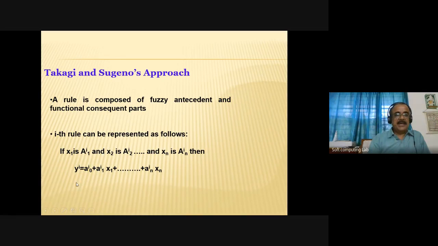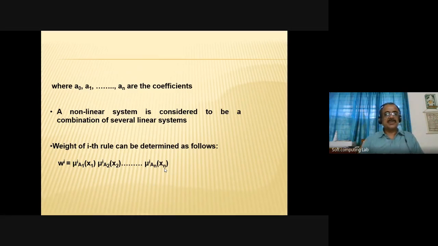Here the output of the ith rule is expressed as a function of the input parameters. Here we consider the linear function. So yi is nothing but a0i plus a1i x1, and the last term is ani xn. So this is a particular rule according to Takagi and Sugeno's approach. And here a0, a1, an are nothing but the coefficients.